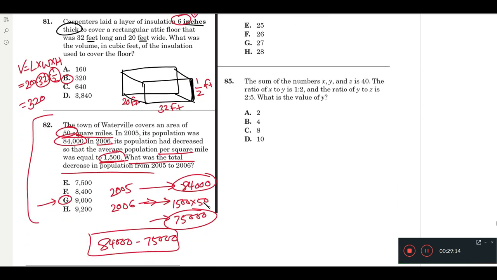Do you understand why I multiply 1,500 with 50? Because that was the average, and then you have to multiply it by the square miles. When you multiply the average by the quantity, it gives you the total.